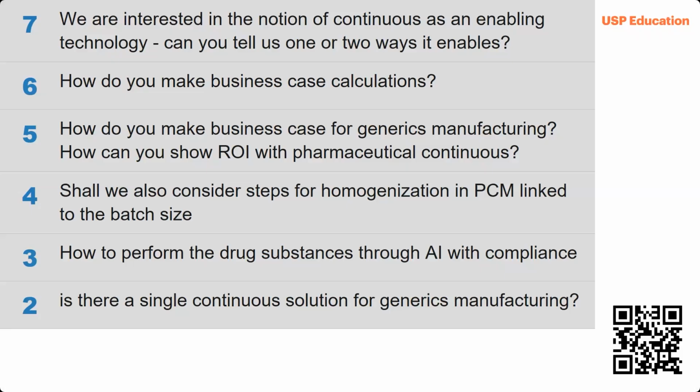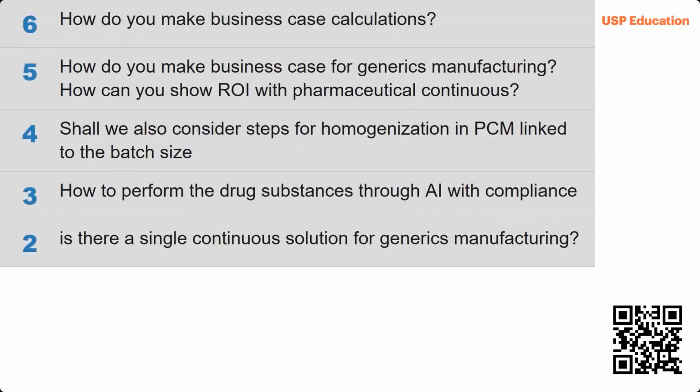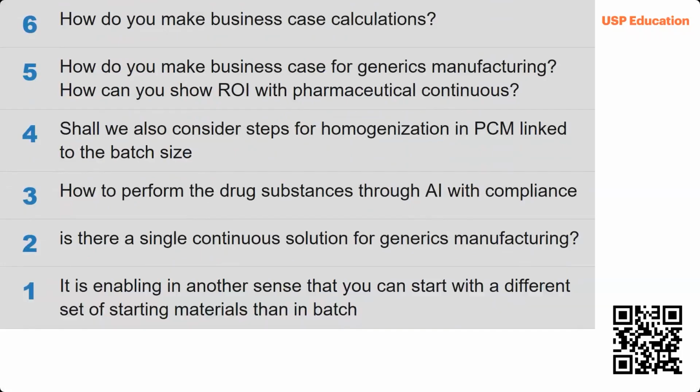Okay, the next one is about how to make business case calculations. I showed you one approach. Of course, there are many more. It depends a little bit on what your company is used to.